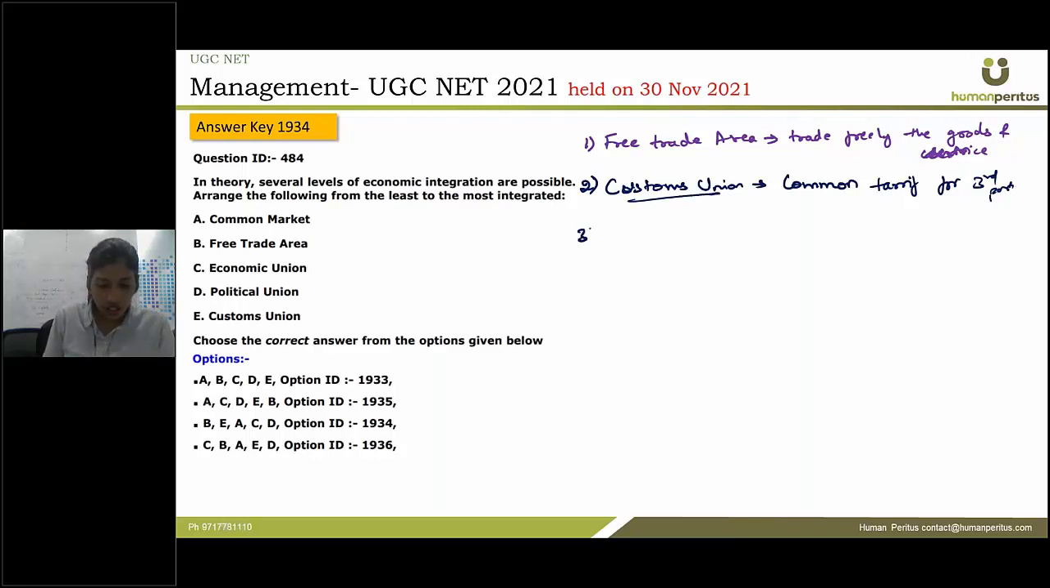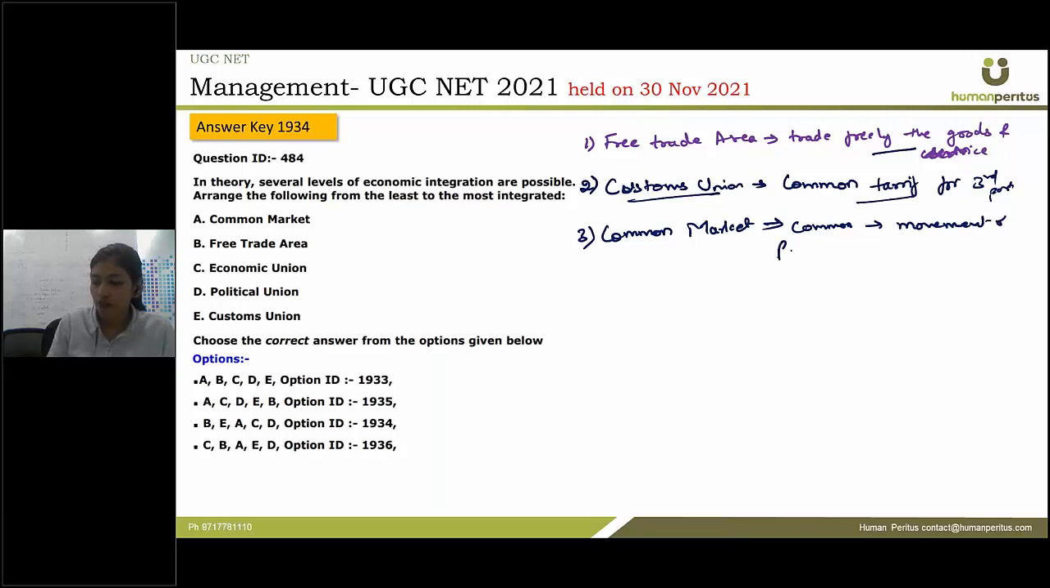Then at third, you will become common market. Common market is when, with free flow of goods and services and a common tariff for third parties, you also have free movement of factors of production among the countries. Factors of production are labor and capital. So if you have free movement of factors of production, then you become common market.